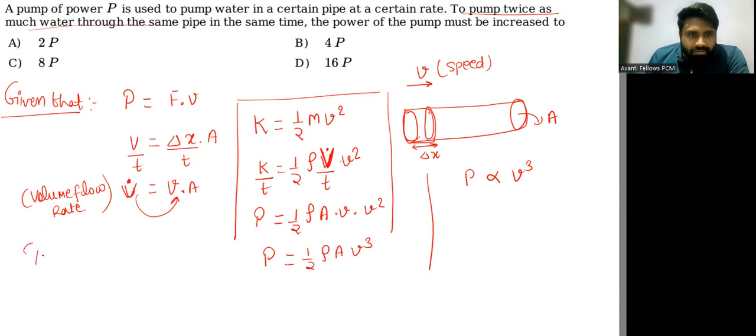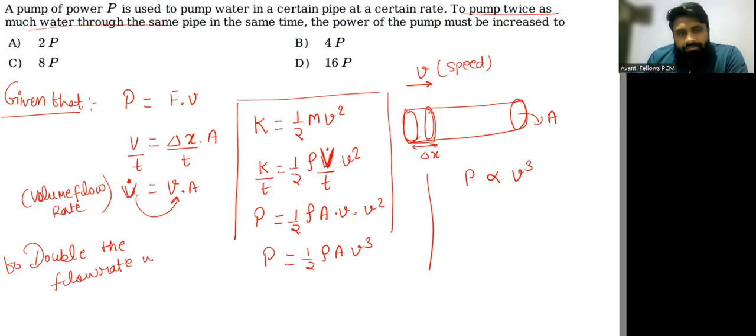So to double the flow rate, we must double the velocity or speed. Okay.